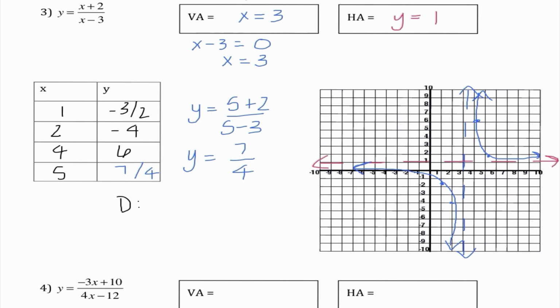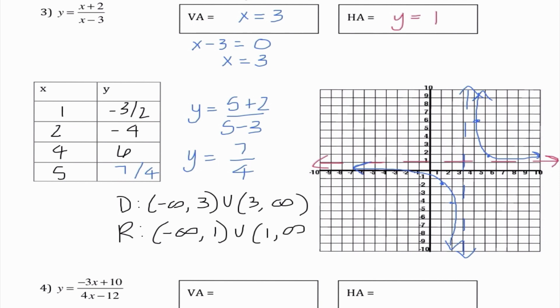Our domain, it appears that the only x value that does not exist is 3. So I'm going to say negative infinity to 3, union 3 to infinity. For our range, it appears that the only y value that does not exist is 1. So we're going to say negative infinity to 1, union 1 to infinity.